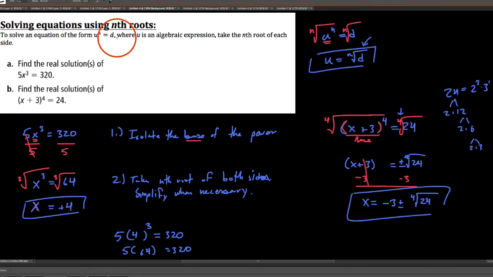So that's how we can use this property of nth roots to solve an equation when we can rewrite it in this form u to the nth power equals d.